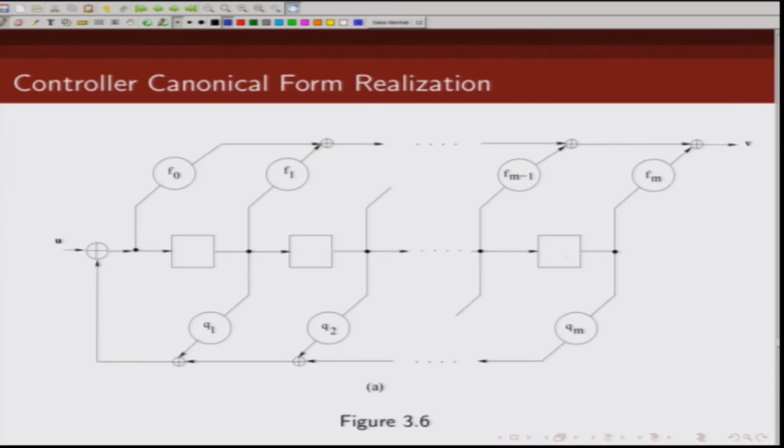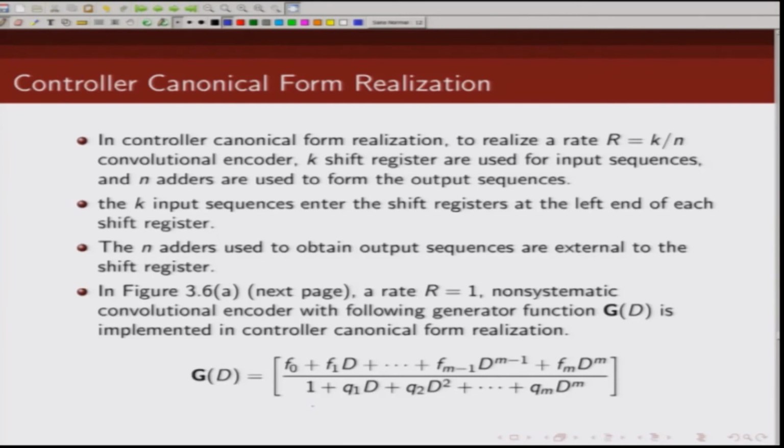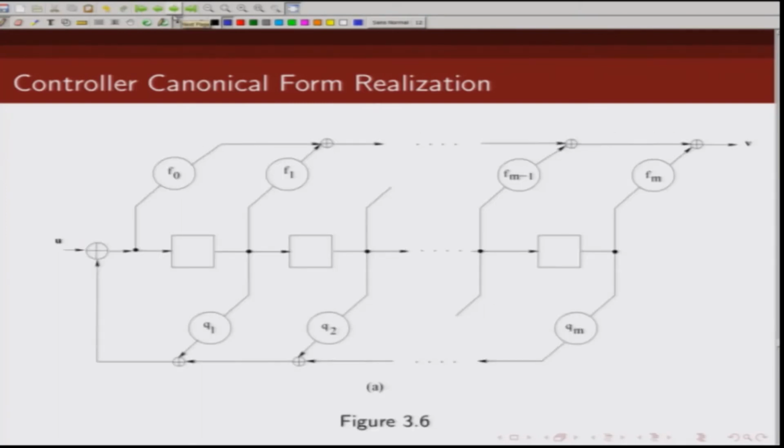Basically, if this is the mth delay element, this will be Fm D^m. Similarly, you go back and look at the denominator. We have 1 plus q1 D plus q2 D square, like that. So, this is the input, this is the D term, which is multiplied by q1, this is the D square term multiplied by q2, like that, and then finally you have the D^m term which is getting multiplied by qm.